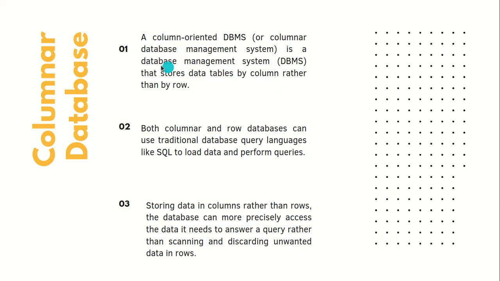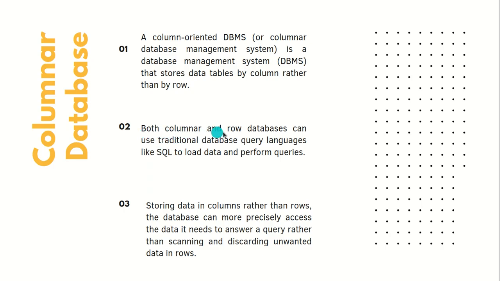Some of the features of a columnar database, as I've already talked about: it's not like a traditional row oriented database. A column oriented DBMS, or database management system, stores the data by column rather than by row. So what's the reason behind it? Why are we going towards columnar databases? I'll let you know in a while.